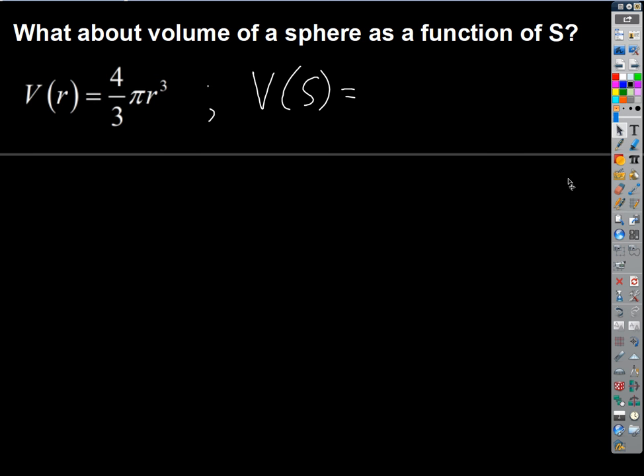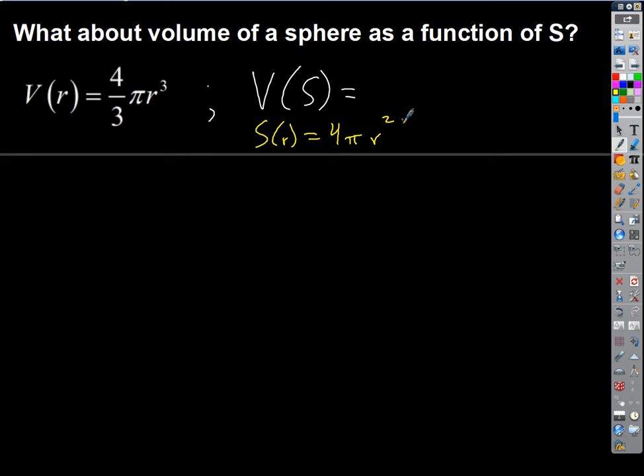Okay, so what can we do? I guess, what is the surface area of a sphere? You remember that? Surface area as a function of radius is... nobody remembers? 4 pi r squared. There you go. 4 pi r squared, okay?